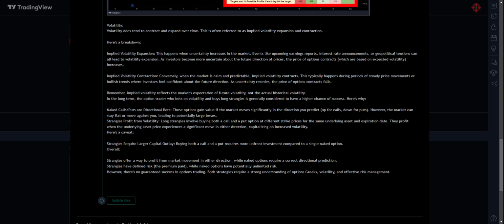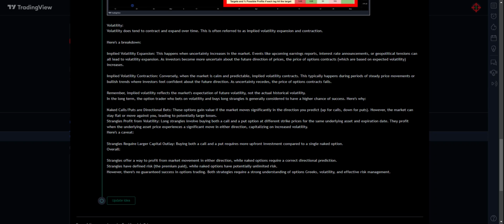Implied volatility contraction, conversely, when the market is calm and predictable, implied volatility contracts. This typically happens during the period of a steady price movement or bullish trends where investors feel confident about the future direction. As uncertainty recedes, the price of option contracts fall. Remember, implied volatility reflects the market expectation of future volatility, not the actual historical volatility. In long term, the option trader who bets on volatility and buys long strangle is generally considered to have a higher chance of success. Here's why.